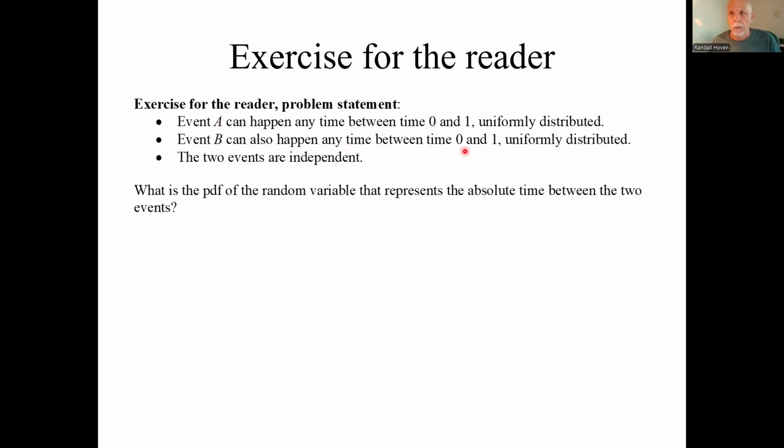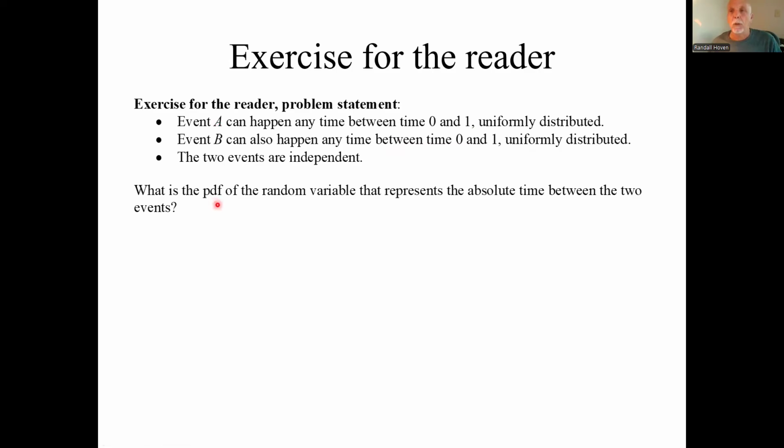Event B is the same thing. It can happen anytime between 0 and 1, so the PDF is 1 between 0 and 1, 0 outside that. Why did I say 1? Because to be a PDF, it has to integrate to 1. And if it's equal value from 0 to 1, that means the height has to be 1. So that's what each of these PDFs, probability density functions, will look like once we define them as random variables. And those two events are independent.